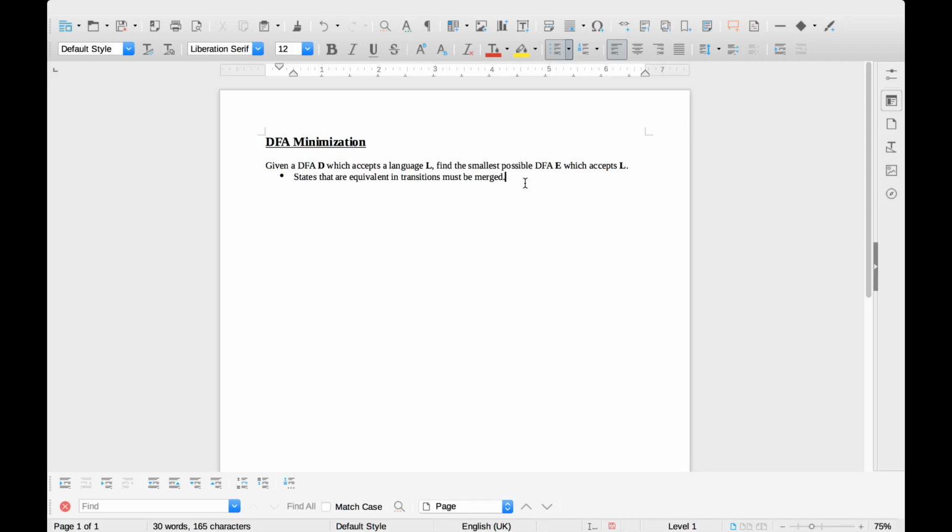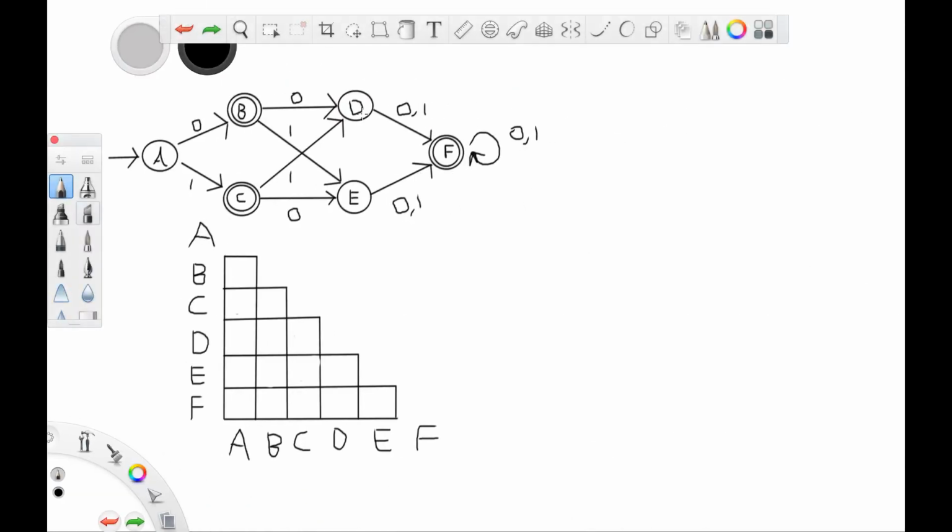We likely won't be using DFA minimization in our later lessons, but it is good to know when you're working with DFAs. DFA minimization is the process of taking a DFA D, which accepts a language L, and finding the smallest possible DFA, let's call it E, which also accepts the same language L. To do this, we're going to need to find states that are equivalent in transitions and merge them. Now, let me show you how to do that.